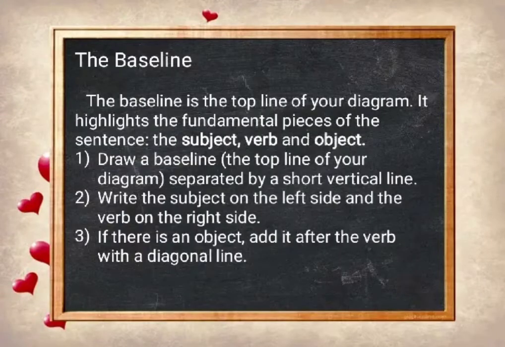The baseline. The baseline is the top line of your diagram. It highlights the fundamental pieces of the sentence, the subject, verb, and object. Draw a baseline, the top line of your diagram, separated by a short vertical line. Write the subject on the left side and the verb on the right side. If there is an object, add it after the verb with a diagonal line.